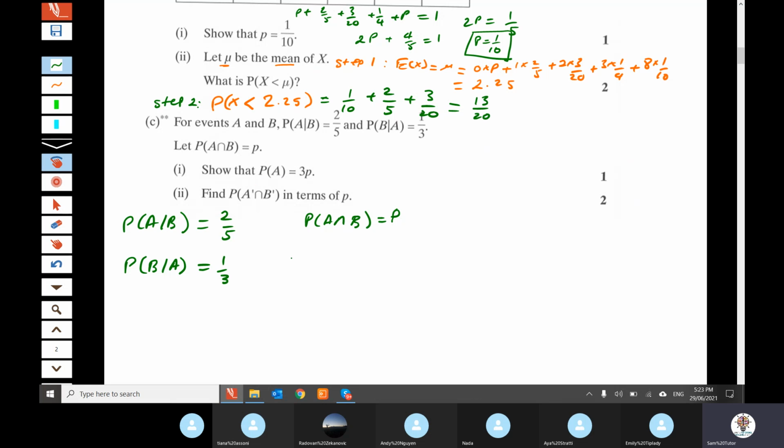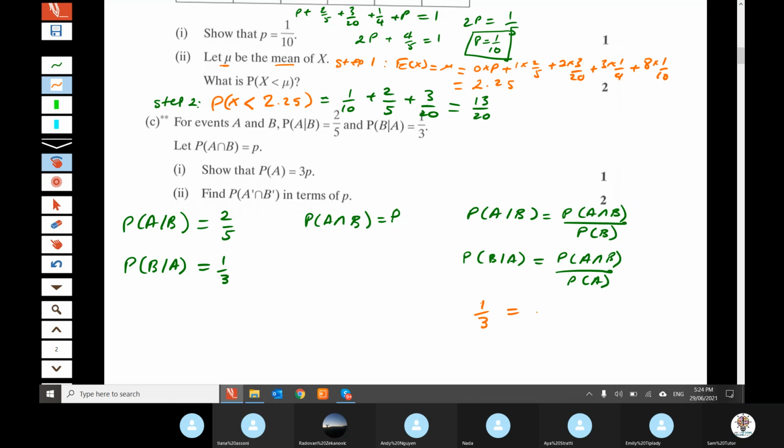Okay, well, firstly, what do we know? We know probability of A conditional to B equals probability of A and B over probability of B. We also know that probability of B conditional to A is probability of A and B over probability of A. The question's asking us to find probability of A, so we do probability of B conditional to A, which is 1/3, equals A and B, which is P, on probability of A. So therefore, probability of A equals 3P.